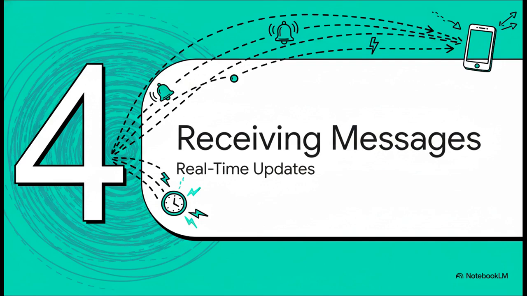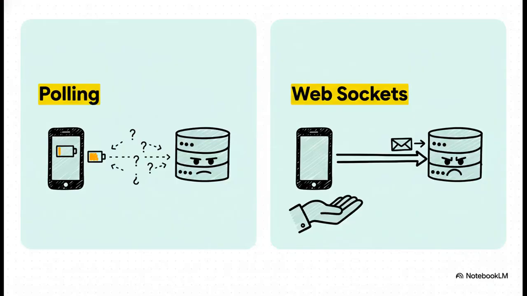But a chat is a two-way street. What about the other side of it? How do you receive messages instantly without constantly having to pull down to refresh the app? Well, the old way to do this was called polling. It's basically like a little kid in the back of a car just constantly asking, anything new? Anything new? Anything new? It works, but it's super inefficient and a huge battery drain.